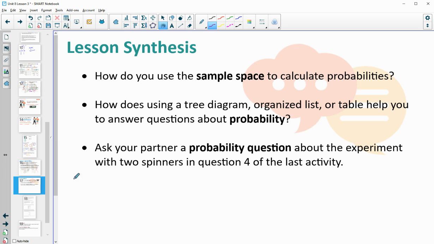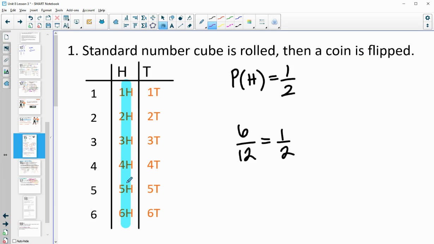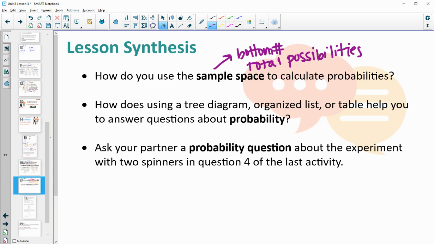So how do we use sample space to calculate probability? So sample space is kind of like our bottom number, right? It's our total outcomes. So it's the total possibilities. And then we can count the number of times that an event is happening. We're able to physically see it and circle how many times it's happening out of the total. So it helps us to see everything.